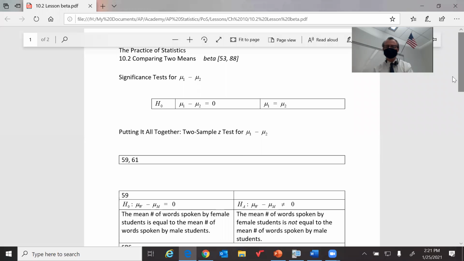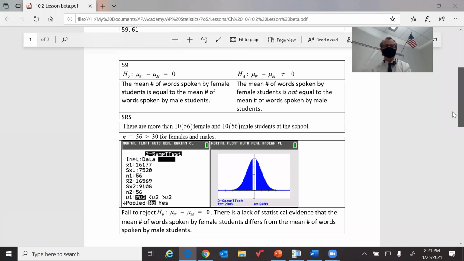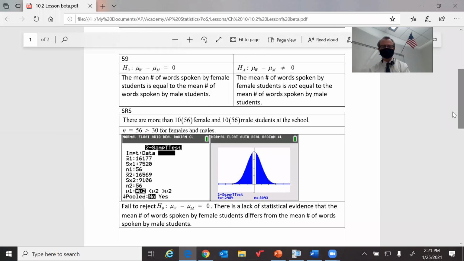All right, so 59. 59 is the test, and 61 is the confidence interval for the same data. Here's my null. The difference of the words spoken by women, subtract the difference of the words spoken by men is 0. And the alternate is it's not 0. They're just saying, is there a difference between the two? They're not saying if girls talk more or if boys talk more. They're not channeling you to put inequality. They're saying, is there a difference?